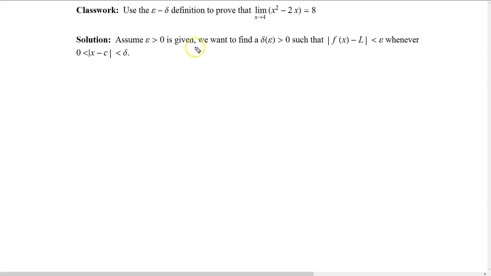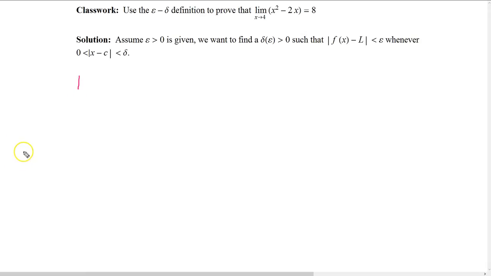So try this one on your own. Prove that the limit as x approaches 4 of x squared minus 2x equals 8. Notice if we put 4 in for x here, we get 16 minus 8, and that is 8. So try this one. Assuming you've done that, I'm going to work through it here now.